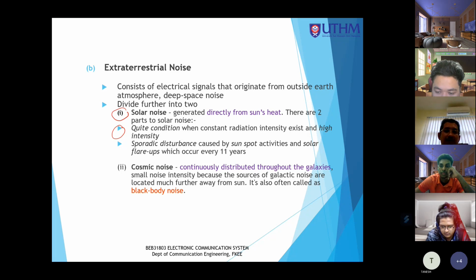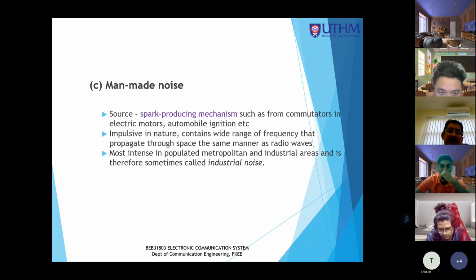And then we have another type of extraterrestrial noise, what we call cosmic noise. Okay, so cosmic noise is the continuously distributed small type of noise throughout the galaxy. Okay, it's also called black body noise. Okay, ini adalah pada deep space, di dalam galaxy kita. And then the man-made noise adalah disebabkan oleh human activities, especially in the factory or the industry.